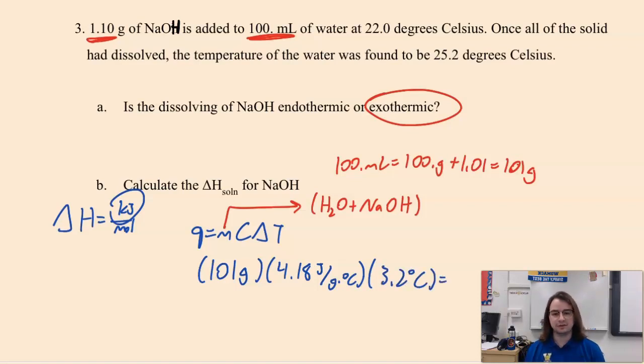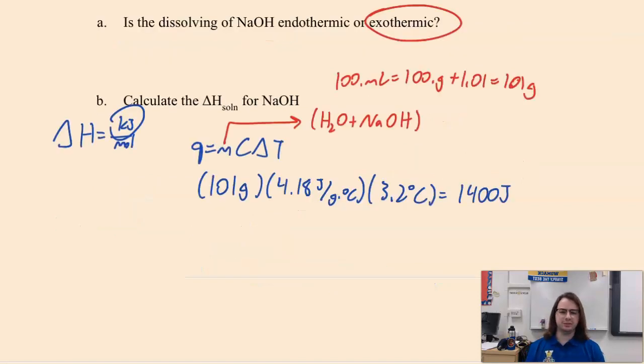Go ahead and work this through and see what you get. Some uncomfortable sig figs here because you have to round a little bit, but it's okay. We'll deal with it. So it's 1400 joules, but remember we're looking for kilojoules. So that means we need to turn this to 1.4 kilojoules.